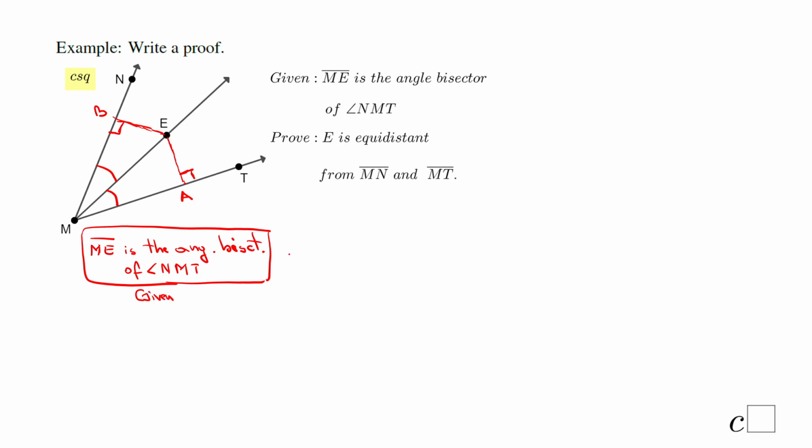From this statement we can go and write what? That the angle BME is congruent with the angle AME, and the reason is definition of angle bisector.